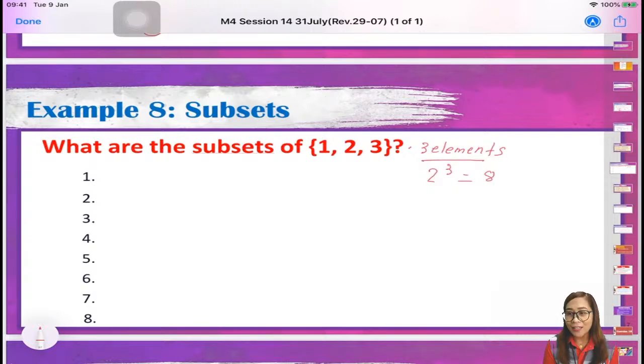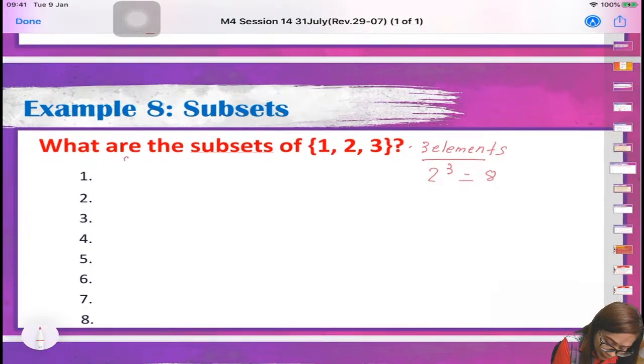Okay, Firawich, that is correct. Okay, let's have the solution for this. So the first one, so that you will not forget, is write the empty set. Okay, and then the set with 1 element.